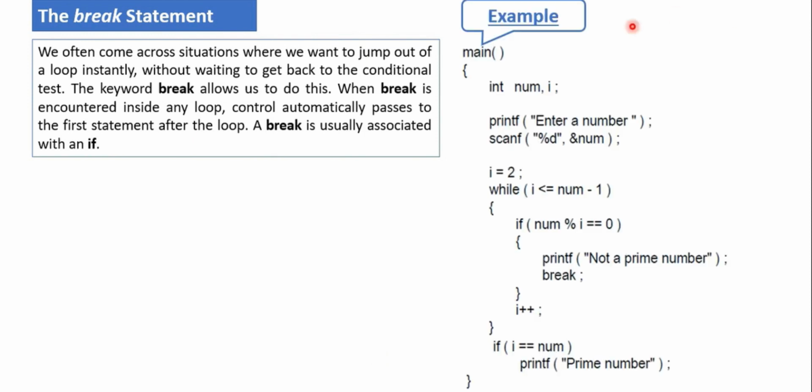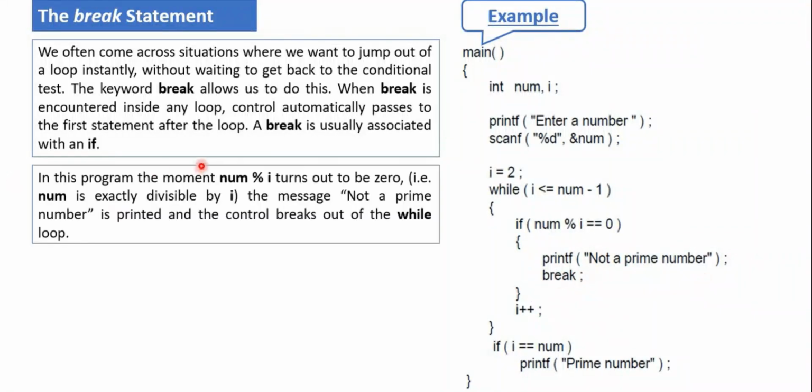So here is an example in which we have a main function and two variables, num and i. I have read the value of num from the user. Initialize i equal to 2. While i is less than or equal to num minus 1, if num modulus i is equal to 0, we printf "not a prime number" and just break the loop. In this program, the moment num percent i turns out to be 0, that is, num is exactly divided by i, the message "not a prime number" is printed and the control breaks out of the while loop.